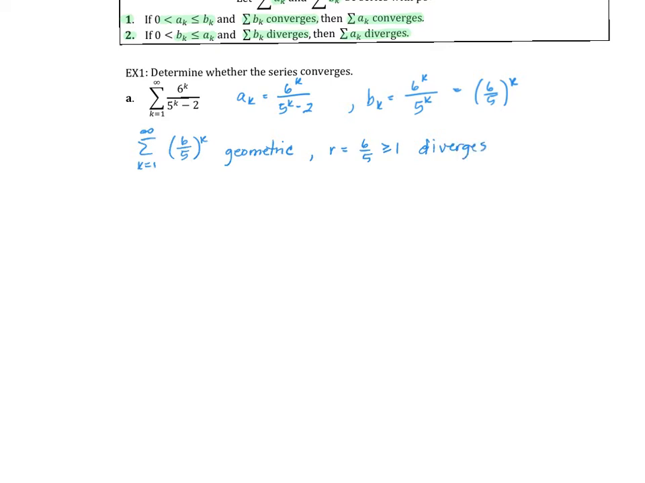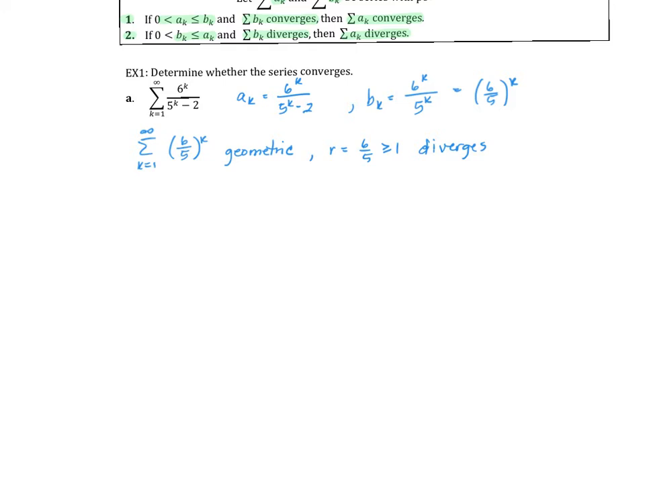So I found a series to compare my A sub k to. And I know this series B sub k diverges. So what I'm looking at is criteria 2. So now the only thing left to show is that B sub k is less than or equal to A sub k. So just because I found a series and I know that that series diverges, I'm not done. I have two things to do. I have to first find a series that is divergent or convergent.